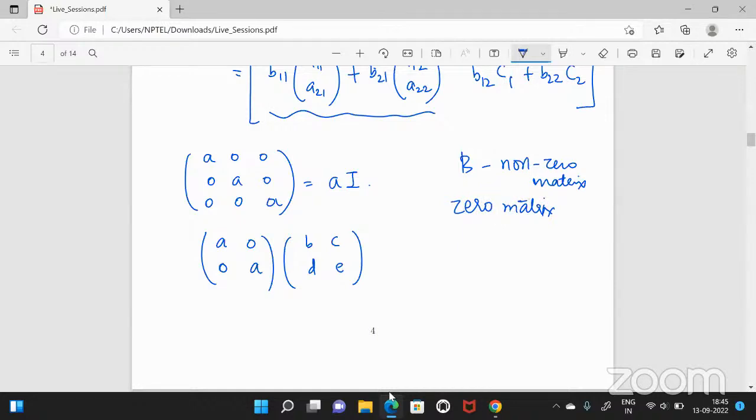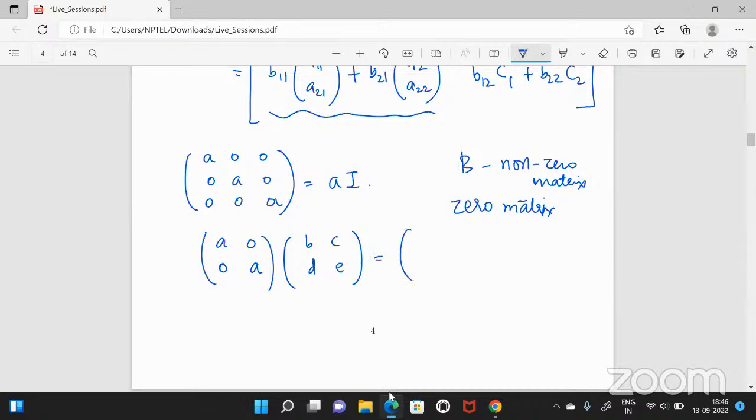So what is a matrix which is non-zero? It is not the zero matrix. That's all. If you have a matrix with at least one non-zero entry, then it is a non-zero matrix, right? Because if it has even one non-zero entry, it is not the zero matrix. And if it is not the zero matrix, you call it a non-zero matrix. So either B, C, D, E, any one of them being non-zero is enough for me.